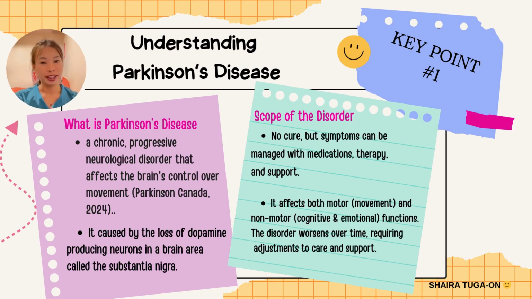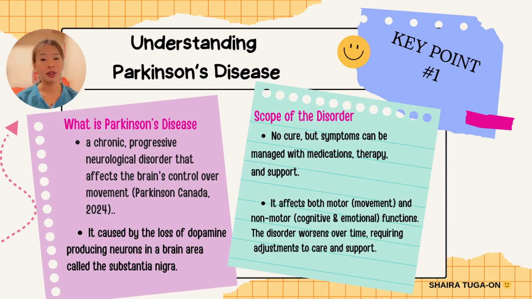So we all know that Parkinson's disease is a progressive disorder of the nervous system that affects a person's ability to control body movements and coordination. It can be caused by the loss of brain cells which produce a chemical called dopamine, which helps to control our body movement and coordination. The scope of the disorder: it is not curable but manageable with medications, therapy, and support.